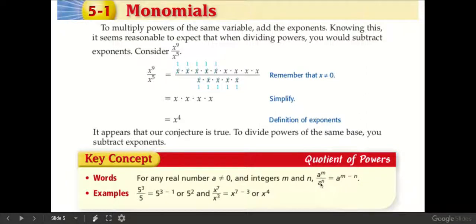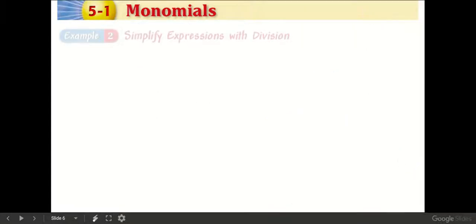A to the mth divided by a to the nth is equal to a to the power of m minus n. So for example, 5 to the third over 5, which is 5 to the first there, would give me 5 to the 3 minus 1 power, or 5 squared. Or if I had x to the 7th power over x to the 3rd power, again, subtract the exponents, it would be x to the 7 minus 3 power, which would be x to the 4th power. So this is the second rule that we're learning, quotients of powers.